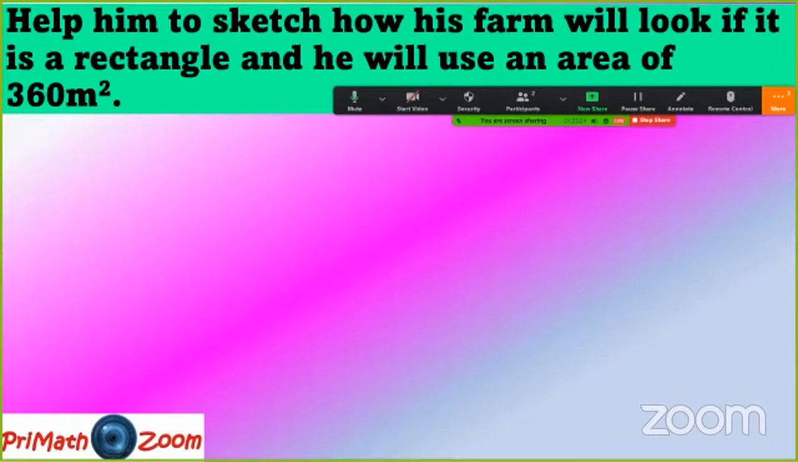All right, and remember that none of these dimensions would have given us a square. They all gave us rectangles. So go ahead, guys, and work on yours. I made mine with 18 times 20, but I want you to go ahead and create yours.